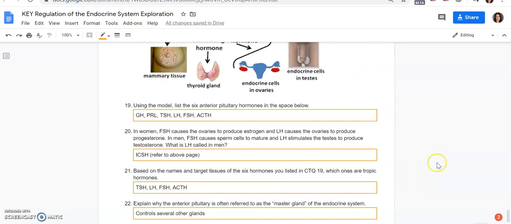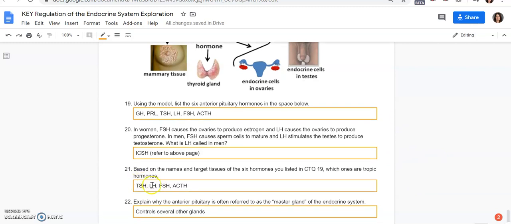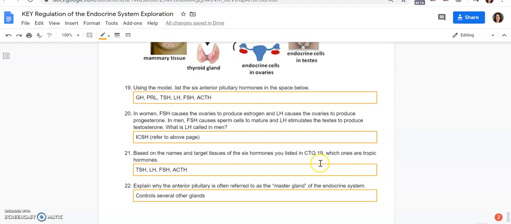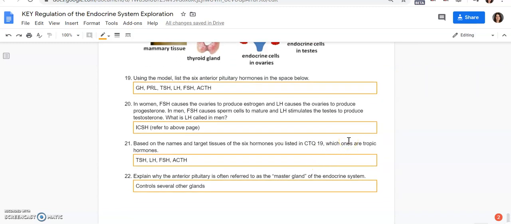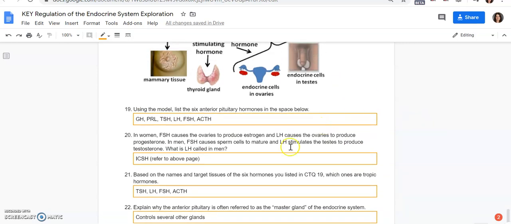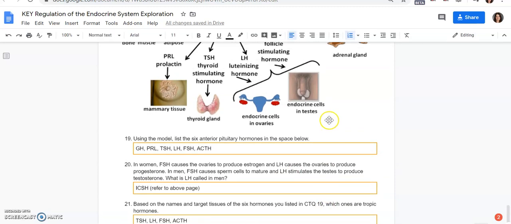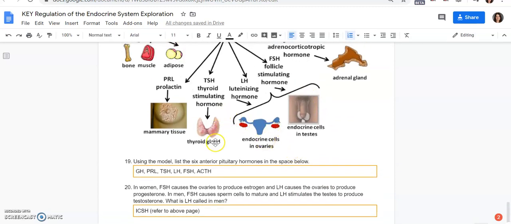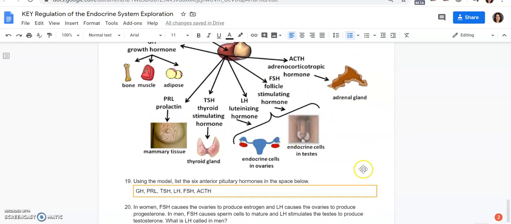Based on the names and the target tissues of the 6 hormones, which ones are tropic? So that is TSH, LH, FSH, and ACTH. Then explain why the anterior pituitary is often called the master gland of the endocrine system. This is because it controls several other glands. It produces tropic hormones, whose target tissues are other glands. So this gland controls many other glands, including the testes, the ovaries, the thyroid gland, and the adrenal gland.